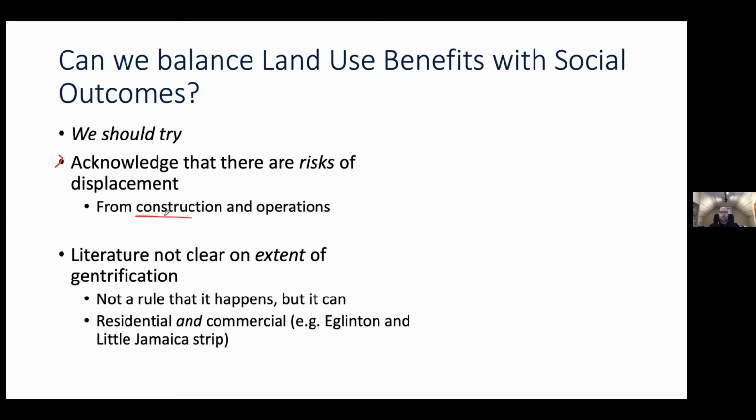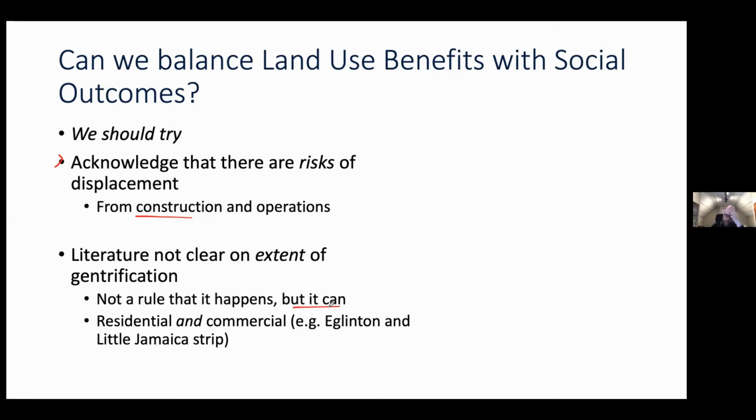It can also happen in terms of construction, of just creating the transit line itself. The academic literature is not especially clear on whether the gentrification process is occurring or the extent to which it's occurring, and is a really active ongoing area of scholarship at the moment. So it's not a rule that gentrification happens, but it can, and it should be recognized that there's strong potential for it to happen. And I think we do see some of this in the Toronto case.